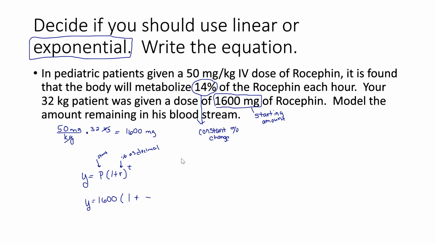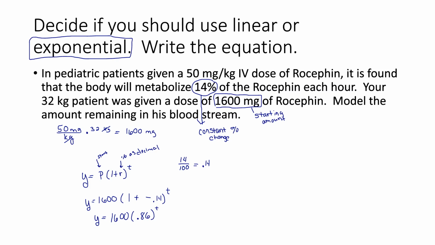Now I do have to change the percent to a decimal, as we did with our algebraic word problems. So 14 divided by 100 is 0.14, and I'll subtract 0.14. Then I have my exponent of t, which is to be a variable. On my calculator, I will do the math inside the parentheses to clean up this equation a little bit. So 1,600 times 0.86 to the t power is my exponential formula. You can see that this is called exponential because, as opposed to y equals mx plus b, this formula contains an exponent.